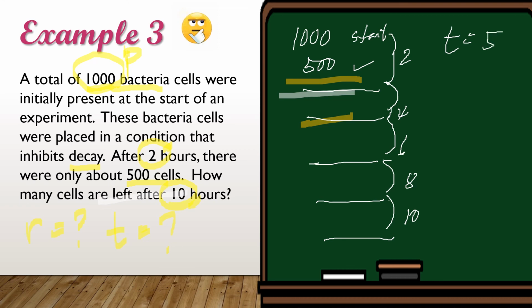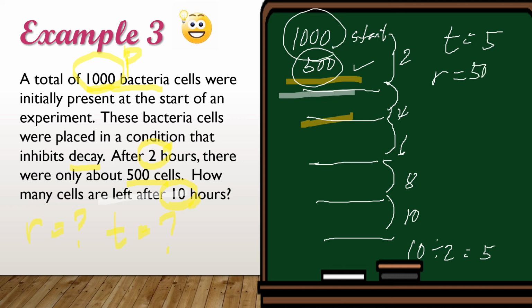Or simply divide 10 by 2. So that's the shortcut for us to get the time. 10 divided by 2 is 5. This will be our time. Now next, for us to get the ratio, like what we did a while ago in number 2, simply divide the second term by the first term. So this is 500 divided by 1,000, which is 1/2 or 0.5, 50%.